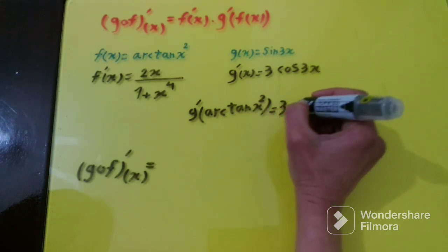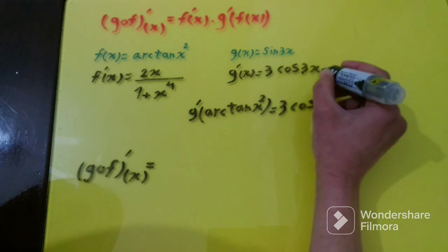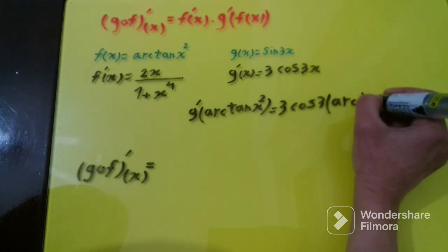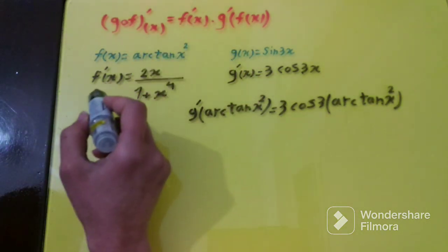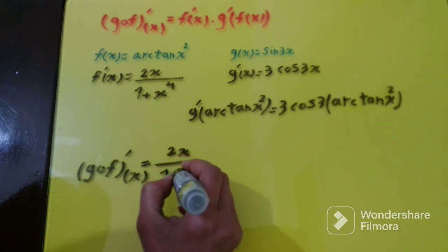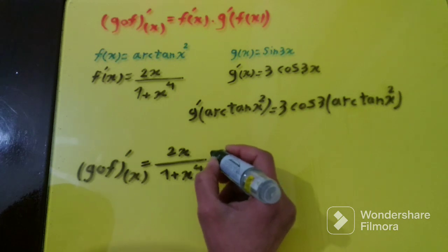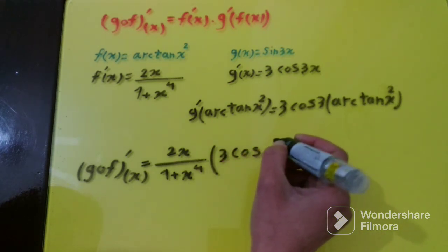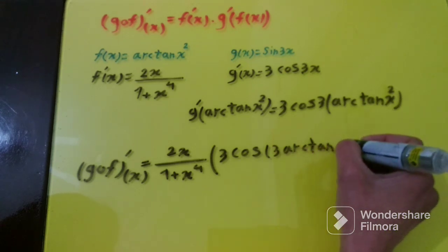For this side, it's gonna be 3 cosine 3 again. Instead of x, replace this term, arc tangent x squared. Now, according to the chain rule, you should write f prime, it's 2x over 1 plus x to the 4, times this term: 3 cosine 3 arc tangent x squared.